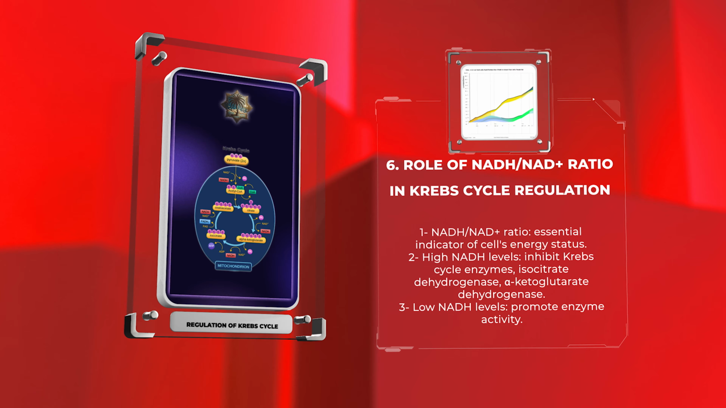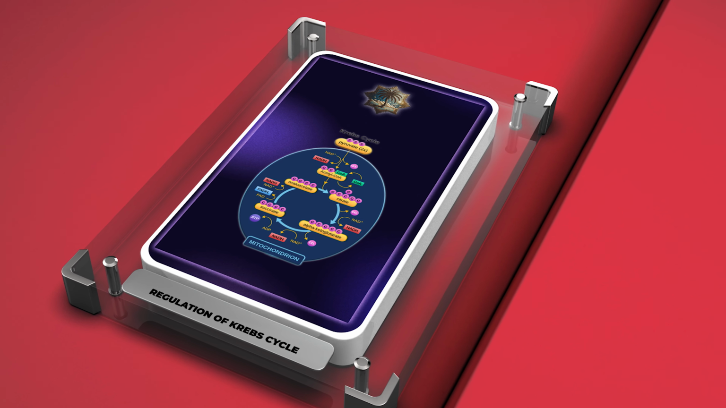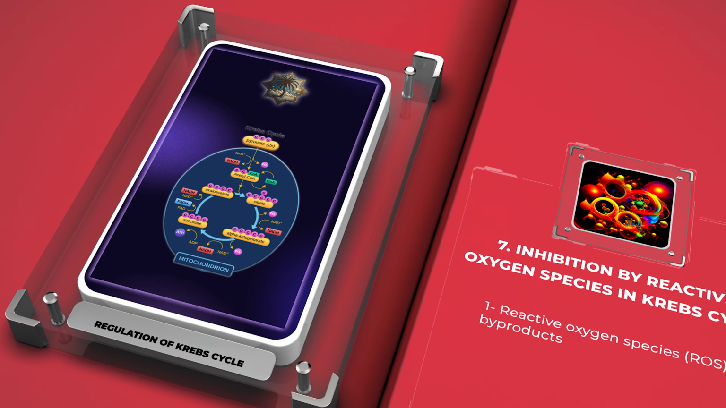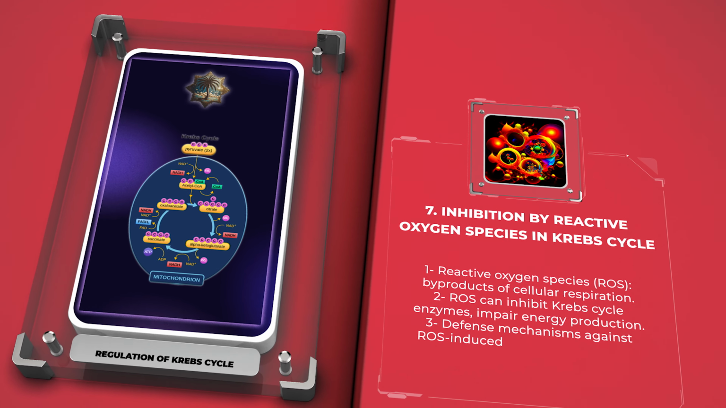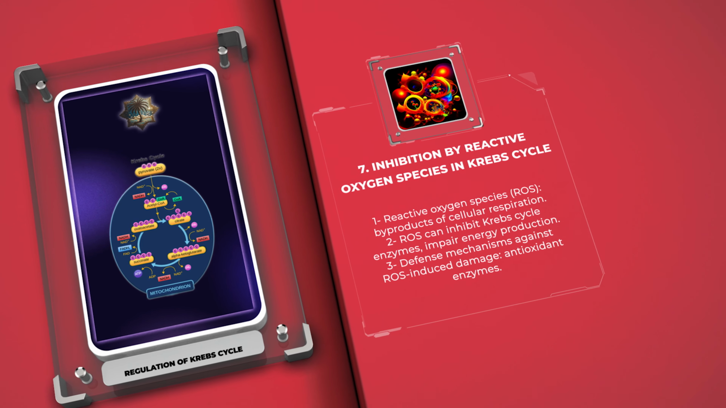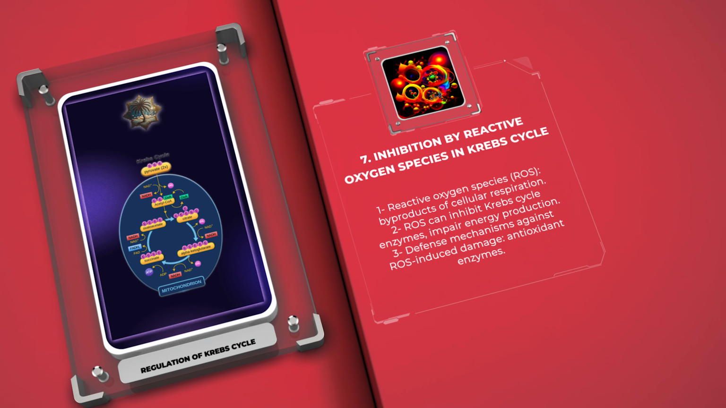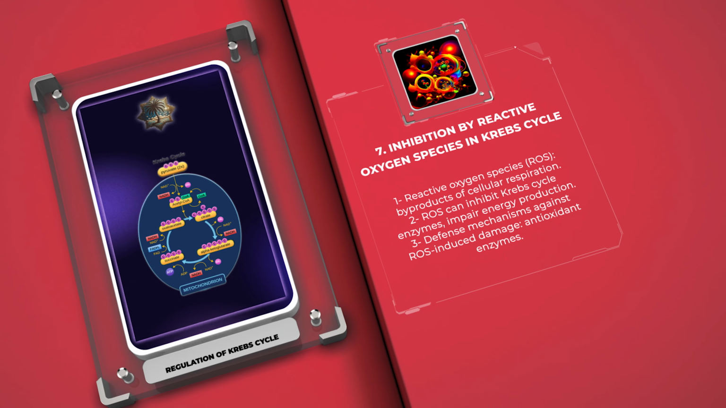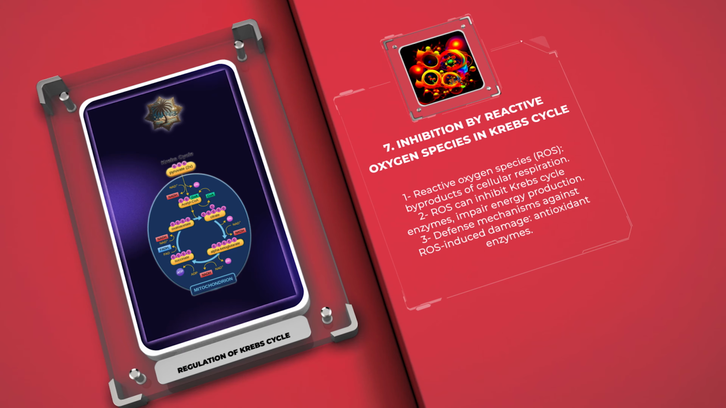Reactive oxygen species, ROS, are natural byproducts of cellular respiration and can accumulate under conditions of oxidative stress. ROS can directly inhibit Krebs cycle enzymes, causing impaired energy production and compromising cellular health. Cells have developed defense mechanisms, such as antioxidant enzymes, to mitigate ROS-induced damage and maintain the efficient functioning of the cycle.